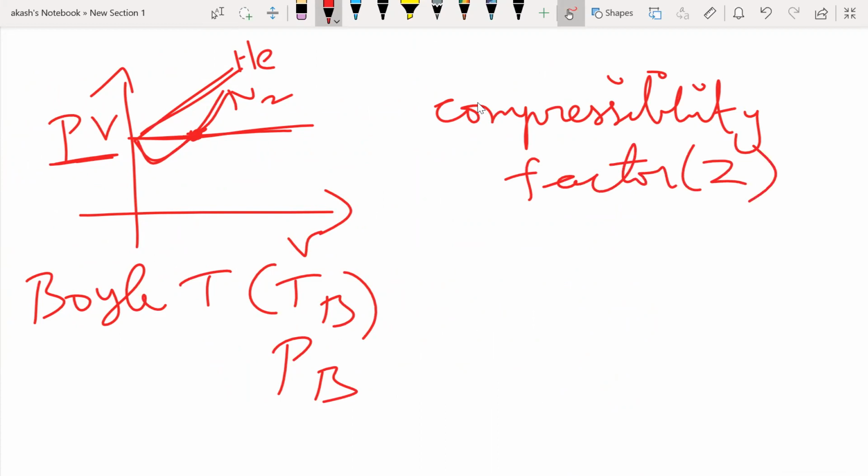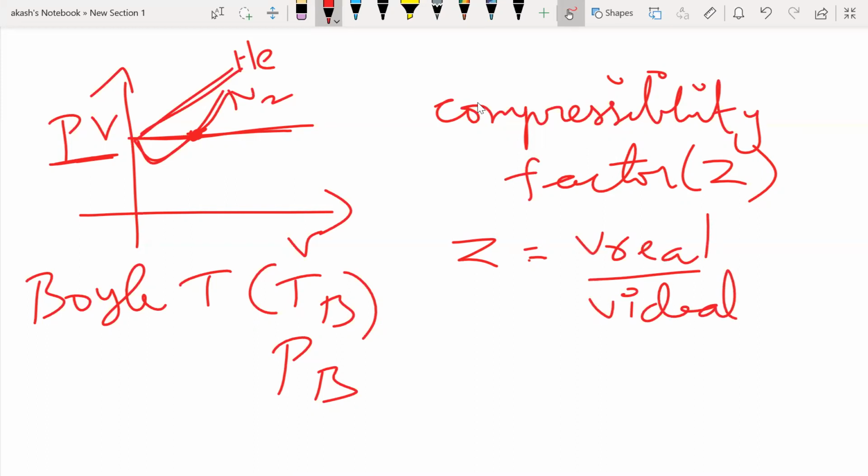Now, what is this? Z is defined as V real divided by V ideal, at a particular temperature and pressure. So the real gas will definitely have a different volume because it's not an ideal gas, and obviously an ideal gas will have a different volume because it's not a real gas. I mean, they're complementary statements.